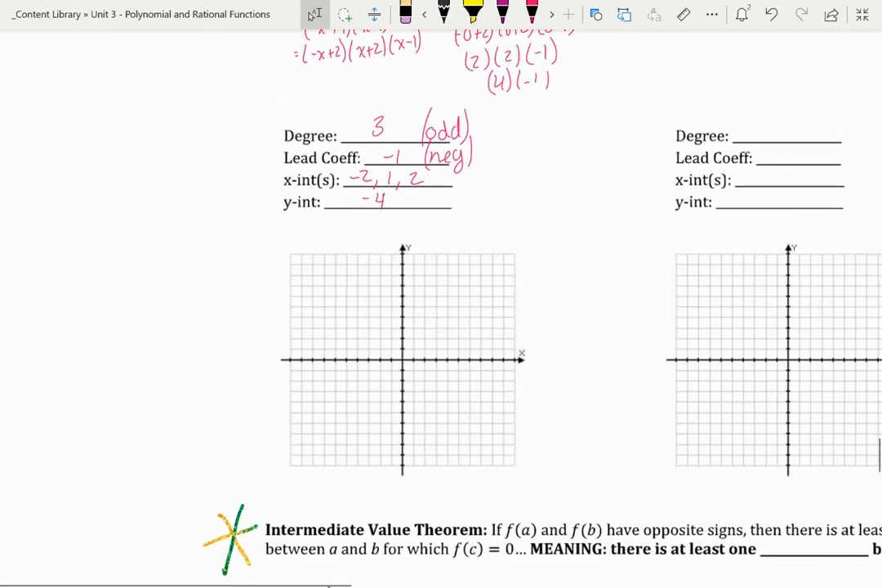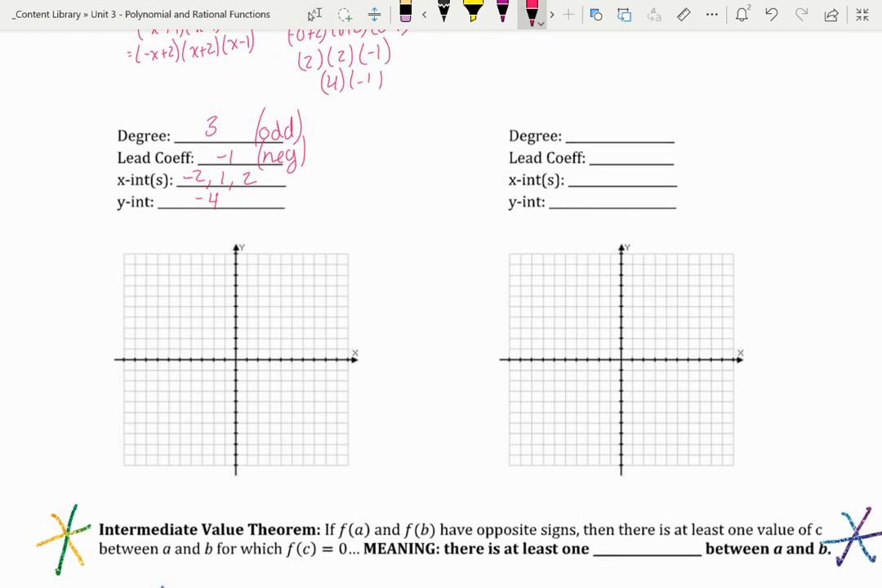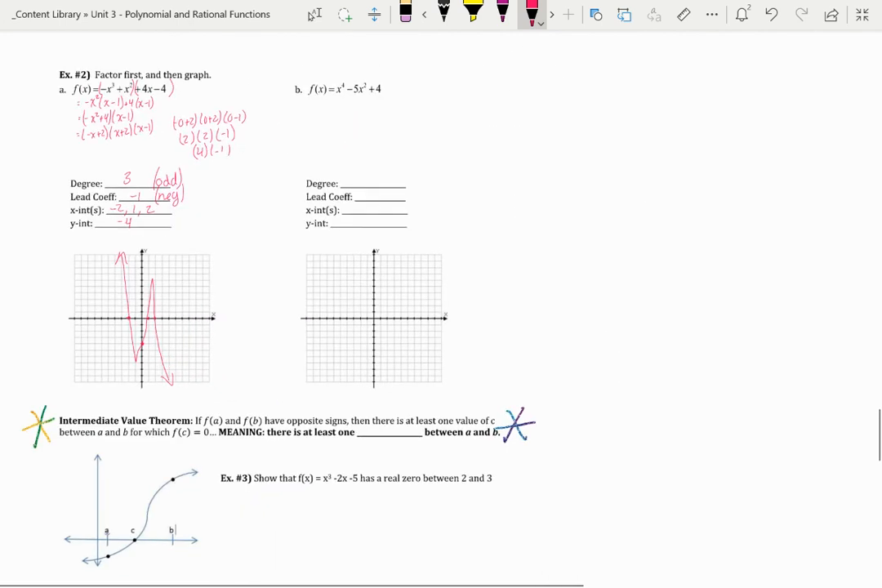Okay, I can go ahead and graph. Negative, there we go. This is going to come this direction. Oopsie, doesn't come back up. Okay. So now you guys factor B. I'll put the answer up, and then we'll go from there.